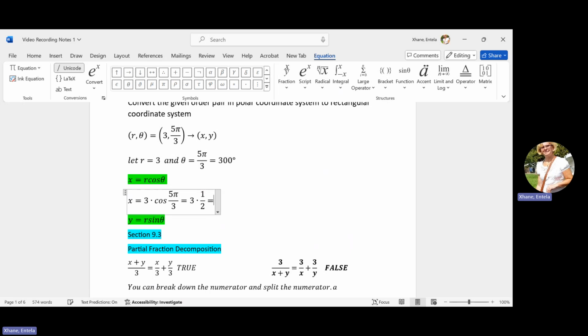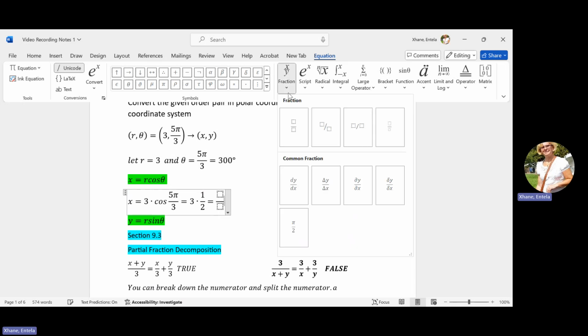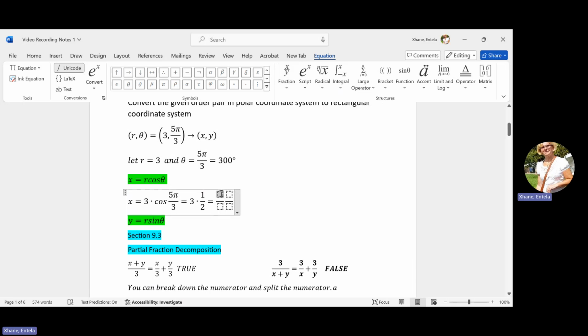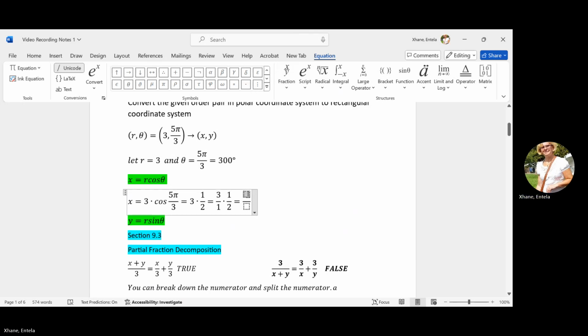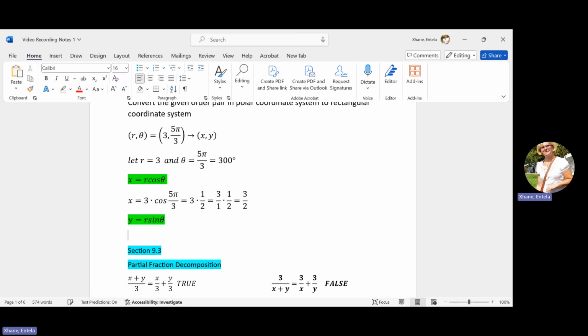And then remember, when you multiply a fraction by a number, it is always a good idea to write both in fraction form. One of them is already in fraction form, but you can write 3 as 3/1. Then you multiply the two fractions, and that's altogether 3/2. So this is coordinate x. Now let's transition to coordinate y.